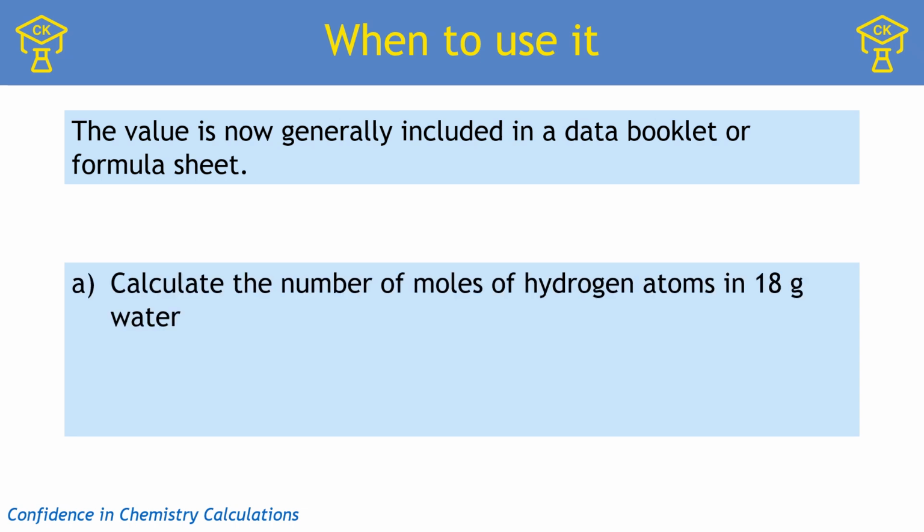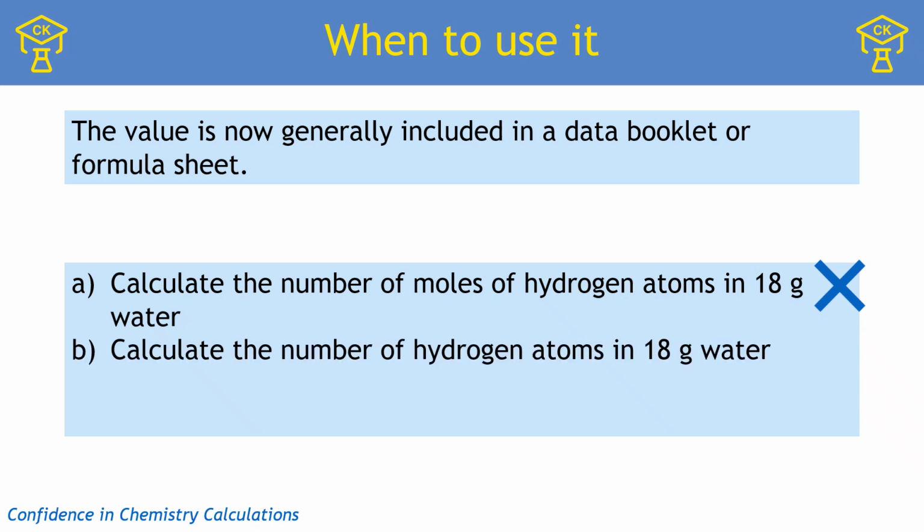So having a look at A says calculate the number of moles of hydrogen atoms in 18 grams of water. Do I need to use Avogadro's constant for this? No, I don't. And the reason I don't is because it's asking me only for number of moles. So for number of moles, I do mass over molar mass. No need to involve Avogadro's. It is moles of hydrogen atoms, so I would need to then consider the formula like we did for magnesium hydroxide and the ions, but I don't need to calculate actual numbers.